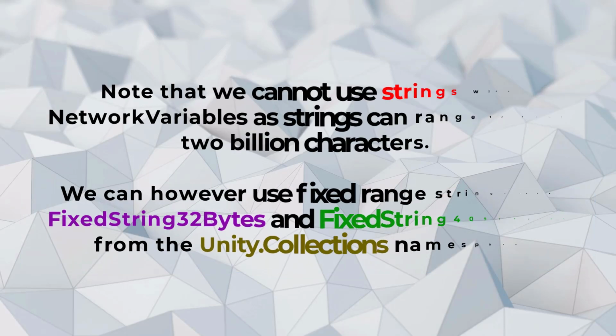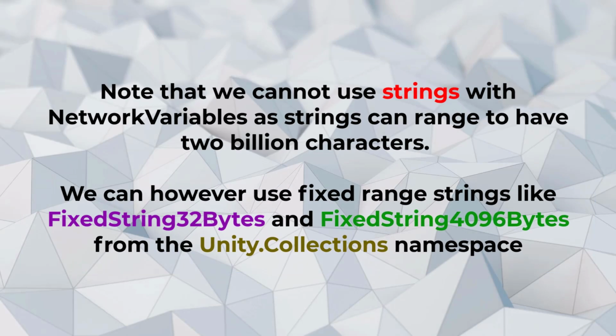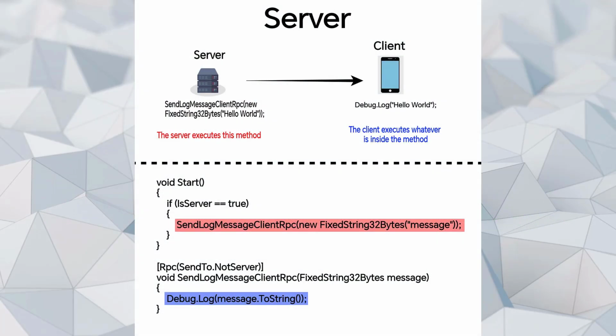Note that we cannot use strings with network variables, as strings can range to have 2 billion characters. We can however use fixed-size strings like FixedString32Bytes and FixedString4096Bytes from the Unity.Collections namespace. Also note that we have to use fixed-size strings inside of RPC methods as well, like in this example.